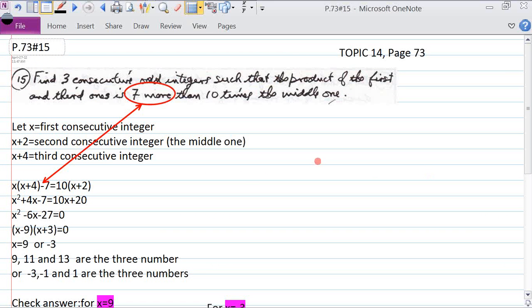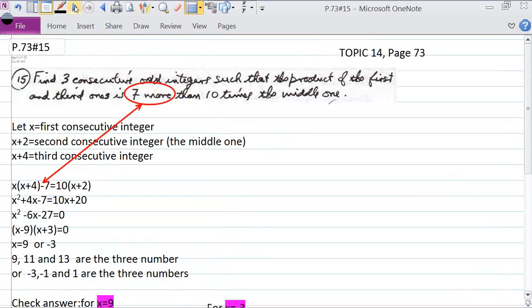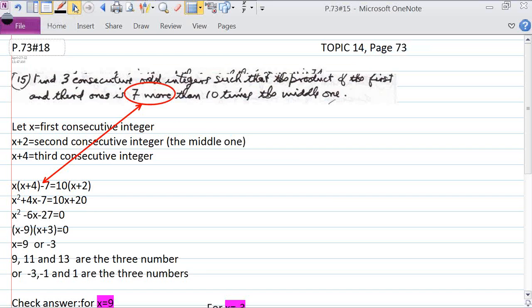So if you want, you can say, okay, let's look at this. 3 consecutive odd integers such that the product of the first and the third is 7 more than 10 times the middle one. The product of the first and the third is 9 times 13, which is 117. If I subtract 7, I get 110. 10 times the middle one, the middle one is 11, so that's 110. So you get the same answer that way, and you can do the same thing with the other answer, minus 3, minus 1, and 1.